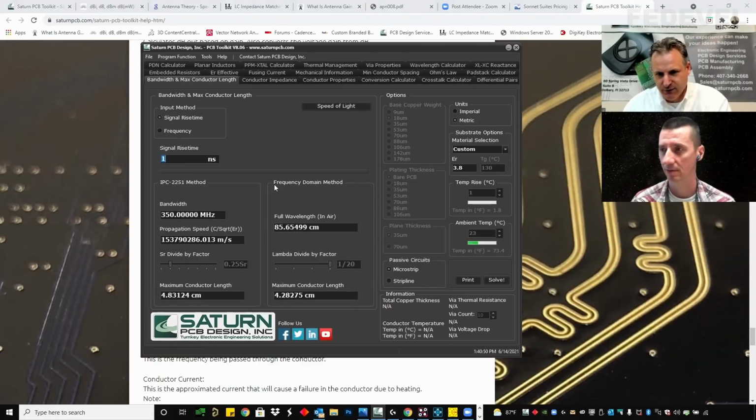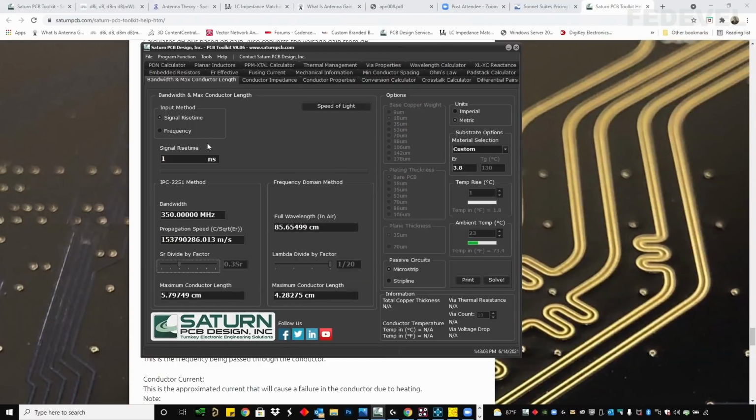I do remember this specifically, where there's a formula to convert rise time to bandwidth. I use the propagation speed and maximum conductor width, and they use a divide by factor in the 2251 that you can look up. But the bottom line is, it's telling me at what point in length I have to consider my trace a transmission line.